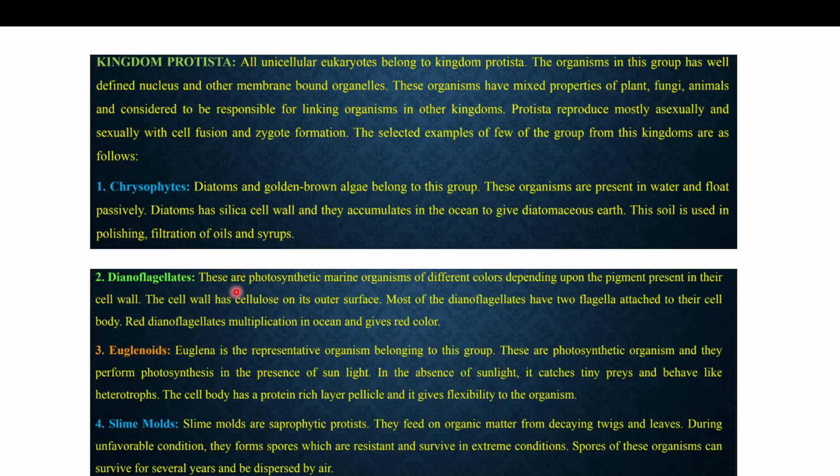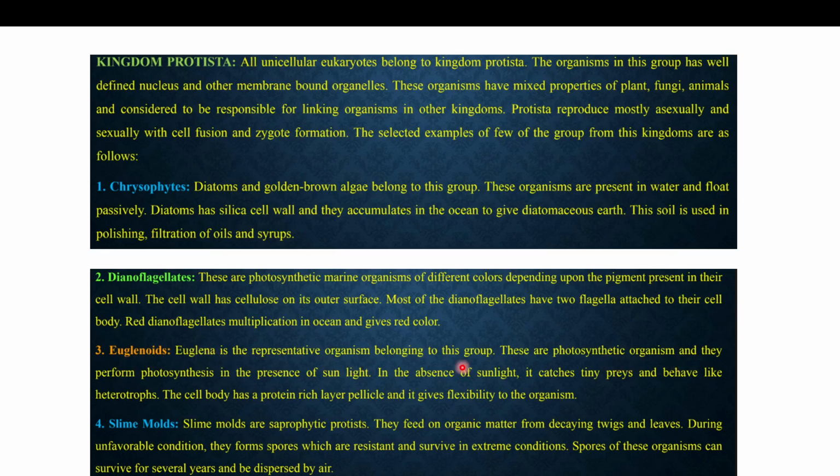Then there are dinoflagellates, which are photosynthetic marine organisms having different colors depending upon what kind of pigment is present in their cell walls. The dinoflagellate cell wall has cellulose on its outer surface, and most dinoflagellates have two flagella attached to their cell body. Red dinoflagellates, upon multiplication in the ocean, give rise to red color. Then there's another group, which are euglenoids.